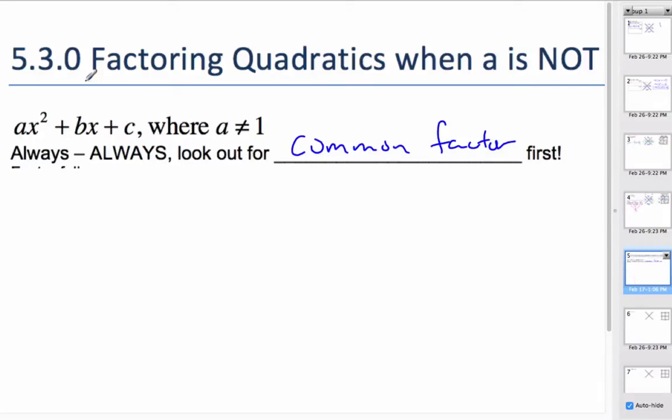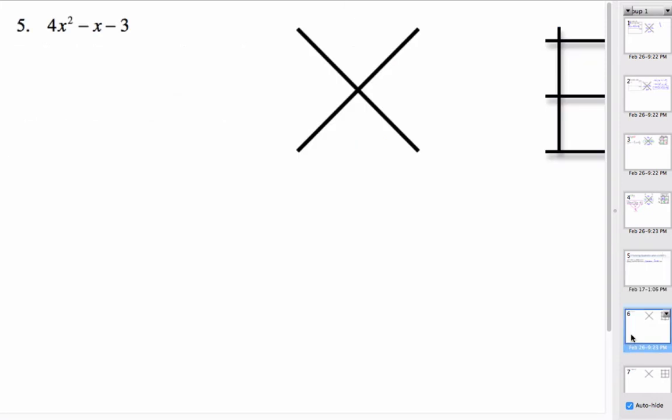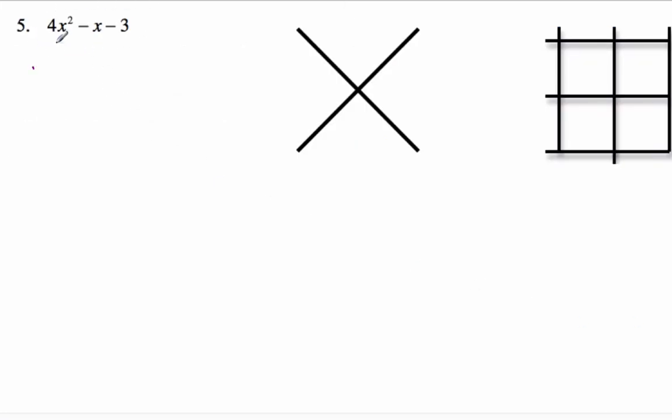Okay, so we're still doing factoring quadratics when a is not 1, and we'll always look for a common factor. And we're going to try this one. If I look for a common factor, no common factor here.